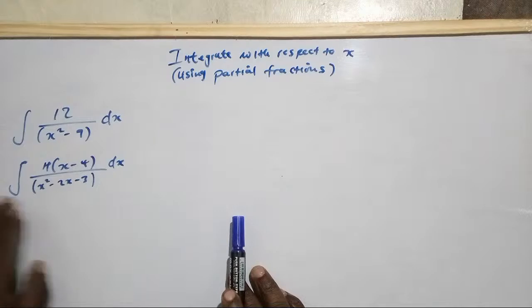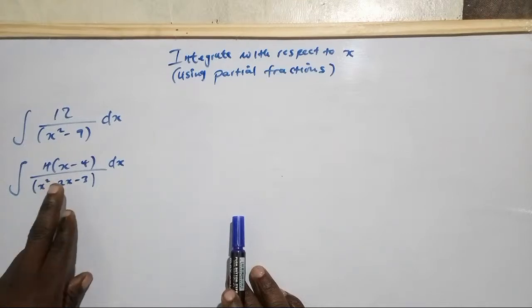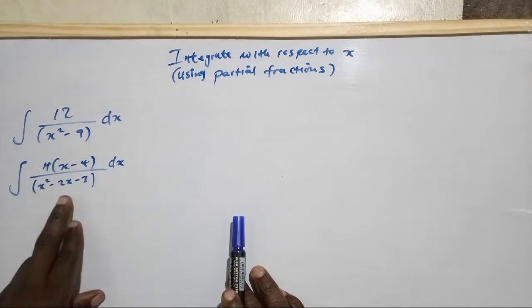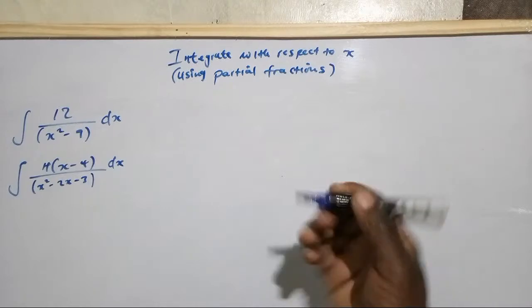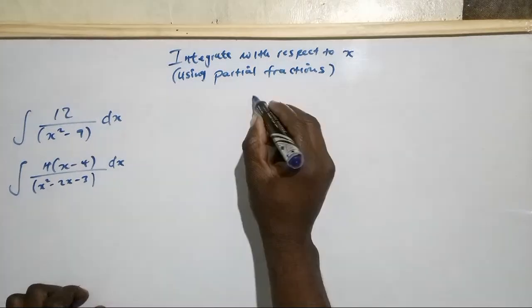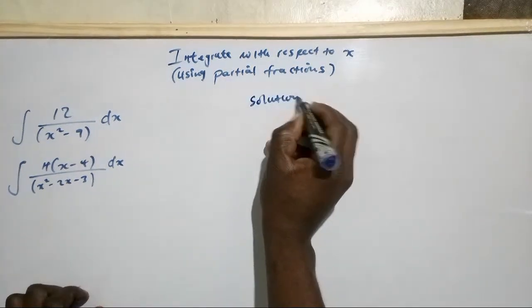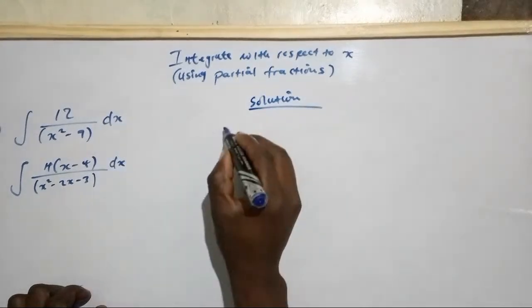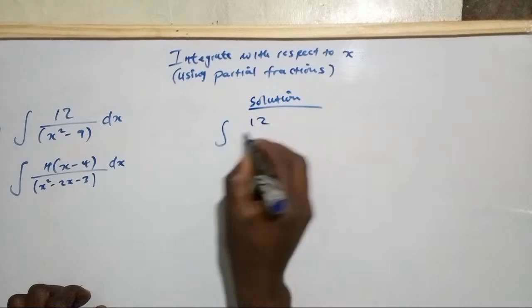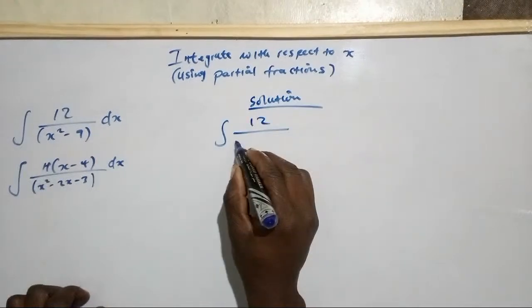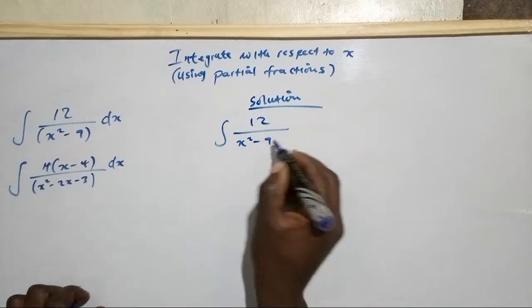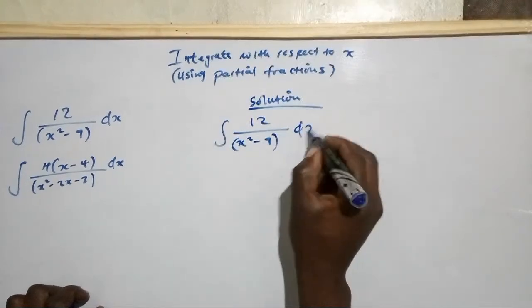Then question 2 is the integral of 4 open bracket x minus 4 over x squared minus 2x minus 3 dx. So now let's get started. For the solution, we have to start with question 1, which is the integral of 12 over x squared minus 9, in the bracket, then dx.